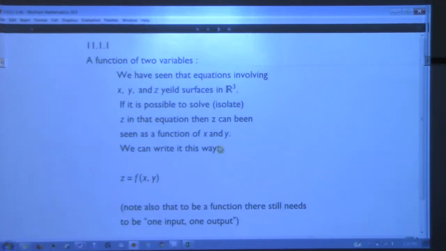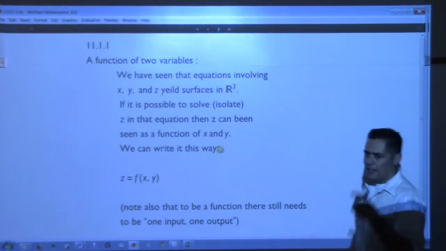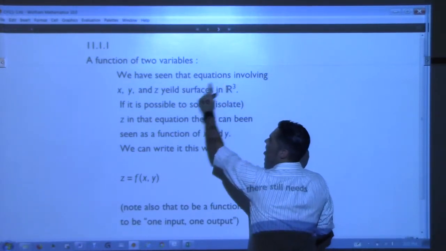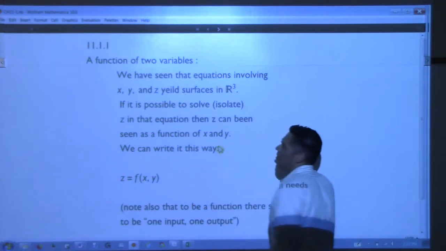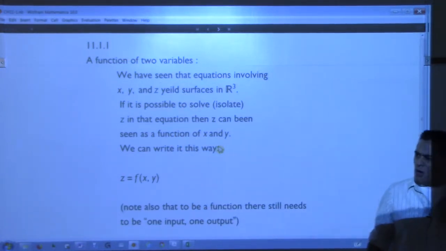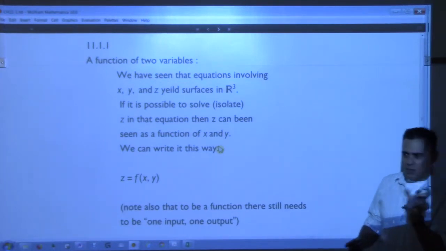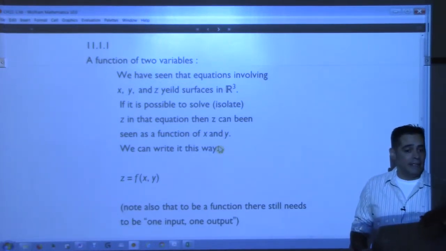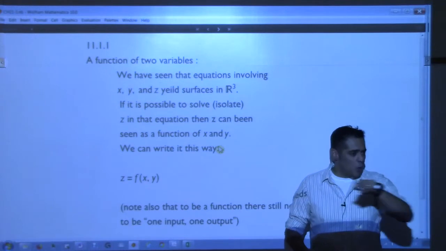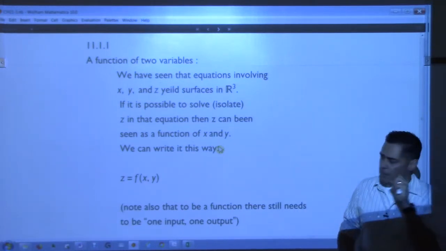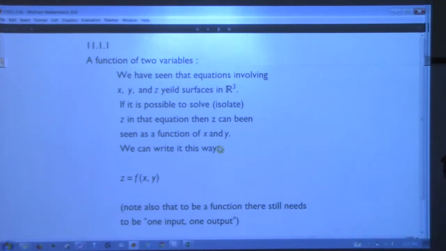So things that we've already seen is that anytime we have an equation that has x, y, and z in it, it gave us a surface. We did all those cones and paraboloids and all that stuff, right? And we looked at the differences in the equations. We know that a plane, a flat sheet of paper, has x, y, and z in it, right? So we already know that.